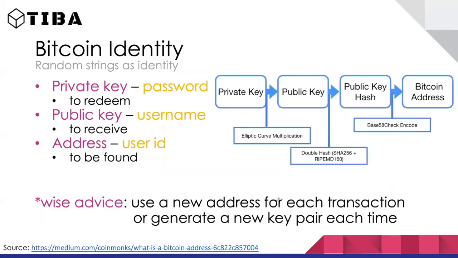So to summarize what we have so far, your private key is kind of like a password. You use it to redeem your Bitcoin. And then you have your public key, that's like your username, used to receive Bitcoin. And then you have the address, kind of like your user ID, and that's how you can be found on the Bitcoin network so people can send you Bitcoin. So an advice here, a more secure way to do things is that you generate a new key pair each time you do a transaction, or you have a new address each time for the transaction. And we'll talk about why in a little bit.